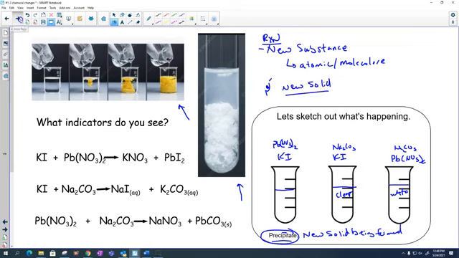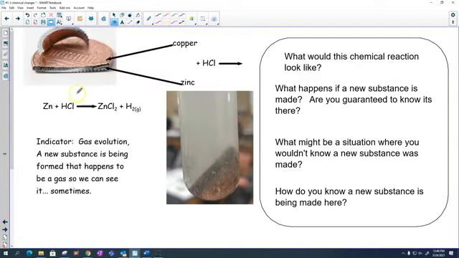Alright, next one. Okay, drop a piece of zinc into some hydrochloric acid, and it says, okay, what happens if a new substance is made? Are we guaranteed to know it's there? Again, we look here, what do we see here? We see lots of bubbles. And this is an indication that we have a new substance being formed. And this new substance happens to be a gas. And the gas is in a liquid, so we can see it bubbling through the liquid.